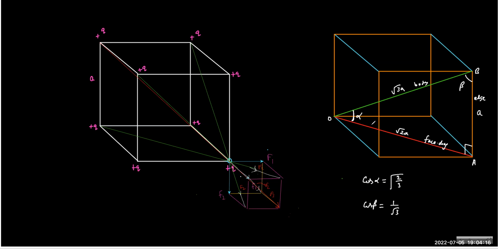So for any force acting in this direction, what will be the component along the body diagonal? F2 cos alpha. And for any force acting in this direction, which we call the edge, what will be the component along the body diagonal? F1 cos beta. Do you realize this? Difficult to see in 3D, but you can see at least in 2D.